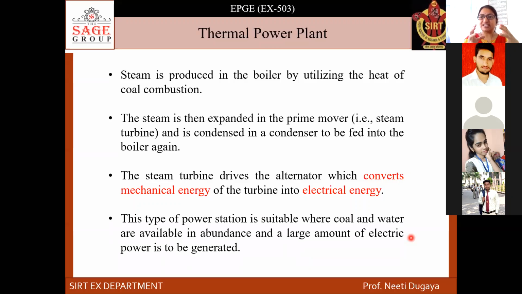So for site selection, it is very important to know which location is suitable for a thermal power plant. We need to choose a place where coal is available, or near the coal mine, so that coal transportation cost is less, and water should be available in abundance, meaning in sufficient quantity, and a large amount of electrical power is to be generated, right?